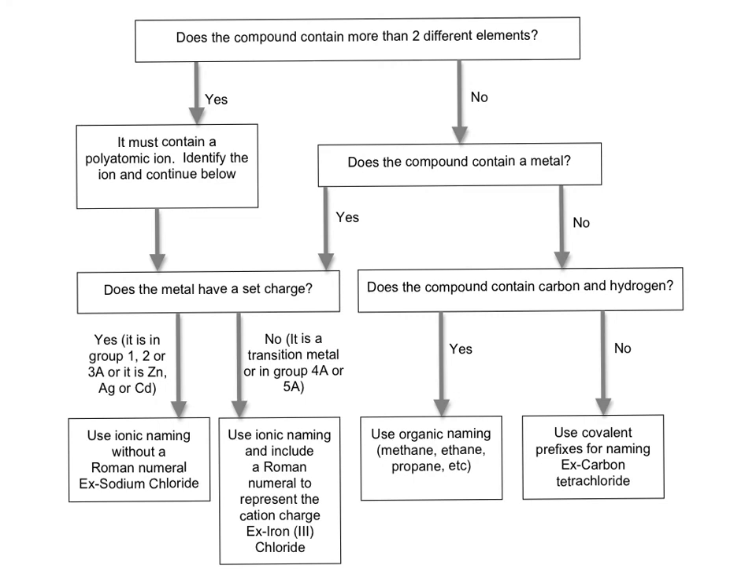You don't have to use it if you don't find it helpful, but a lot of students find it to be a good way to determine or help narrow down which type of naming system they're going to use. So it basically comes down to first determining whether or not it has a polyatomic ion. If it has a polyatomic ion, then you know that it's ionic, and if it doesn't contain any metals, then you know that it must be covalent, and so then you can figure out whether you need to use molecular naming or the organic naming we just did for alkanes.